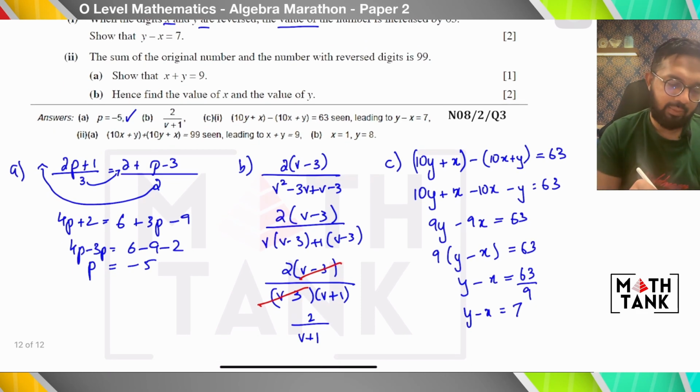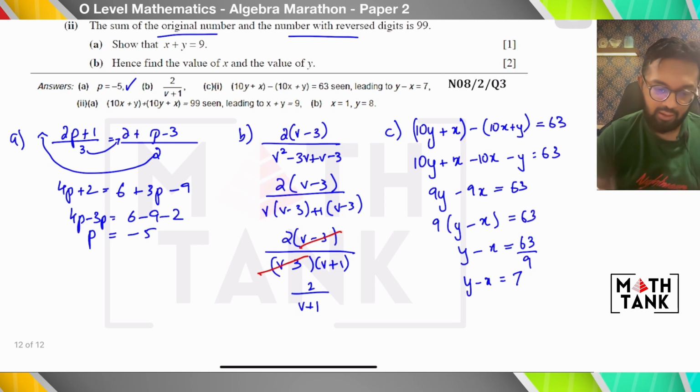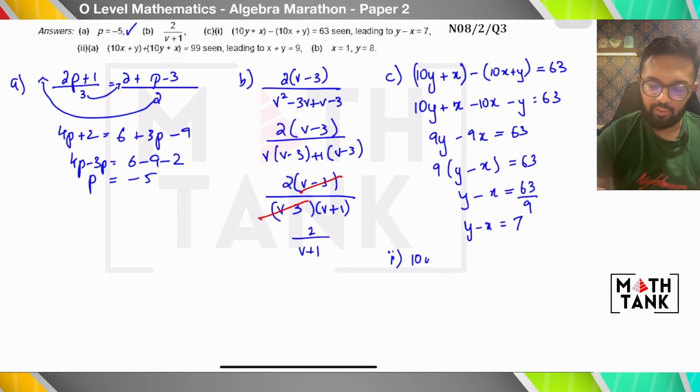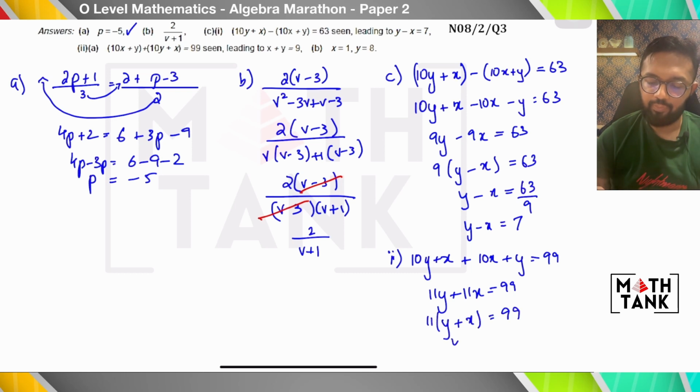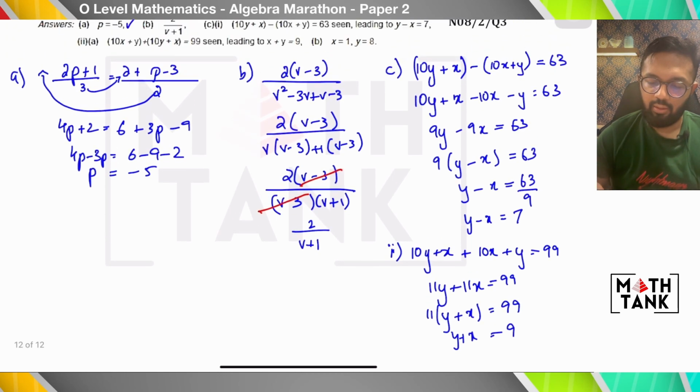Then it says the sum of the original number and the number with the reversed digits is 99. Show that this, okay, that also sounds simple. I just need to take the new number, which is 10y plus x, and sum it with the old number. I think it's 99. So that gives me 11y plus 11x equals 99. And that gives me 11 common, so y plus x equals 9.